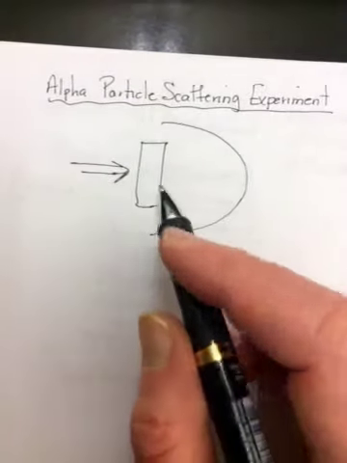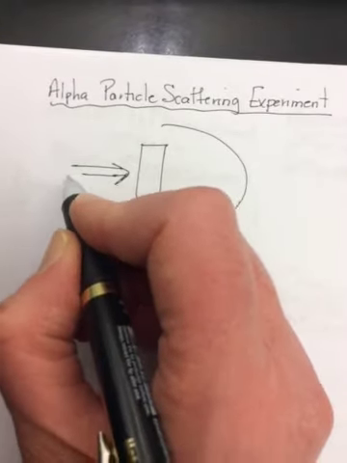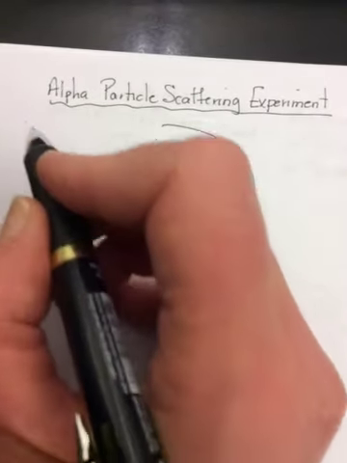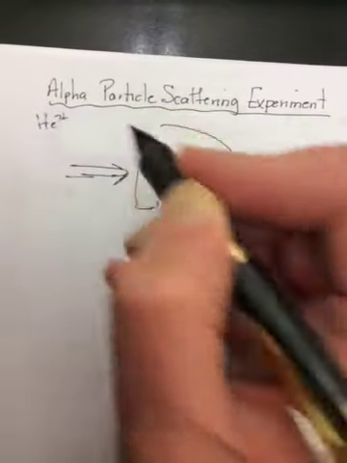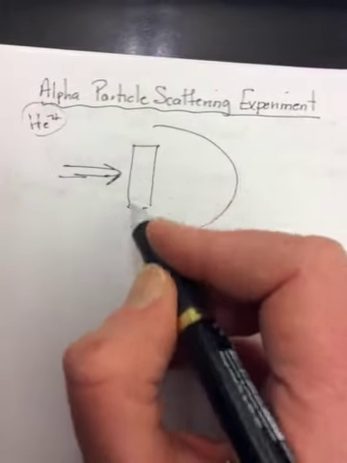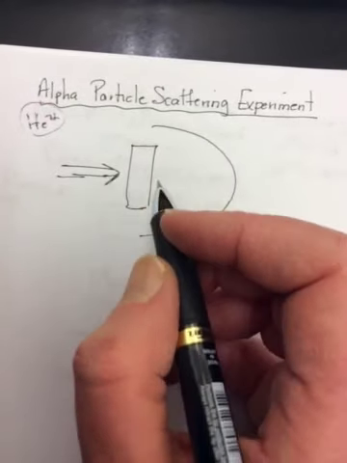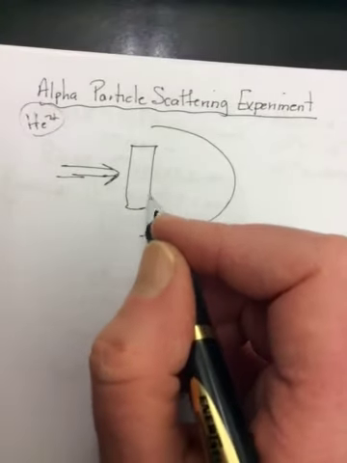Okay, so to just recap the alpha particle scattering experiment. Rutherford took a beam of alpha particles, which were the nucleus of a helium atom, although he didn't know that, and shot them at a really thin sheet of gold foil.